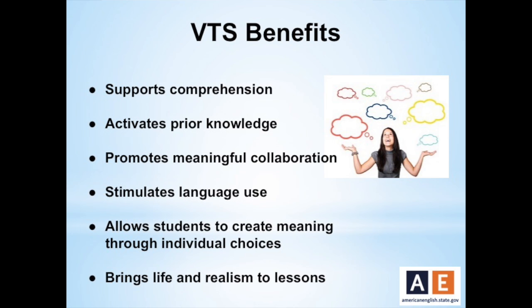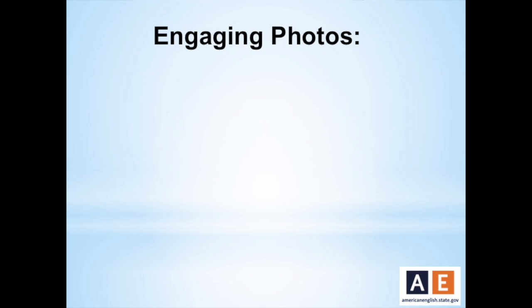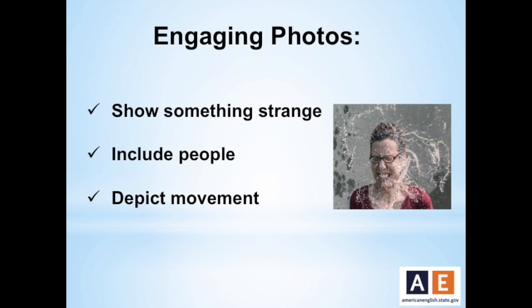Let's begin by taking a look at an example photograph. What do you think makes a photo engaging? This is a good time to pause the video and think about what makes this photo interesting or engaging. As you might have noticed, the most memorable photos have a little strangeness to them and include people and a sense of movement. One major element of VTS is the discussion of an image, in which teachers support student growth by guiding them, either in pairs, groups, or as an entire class.